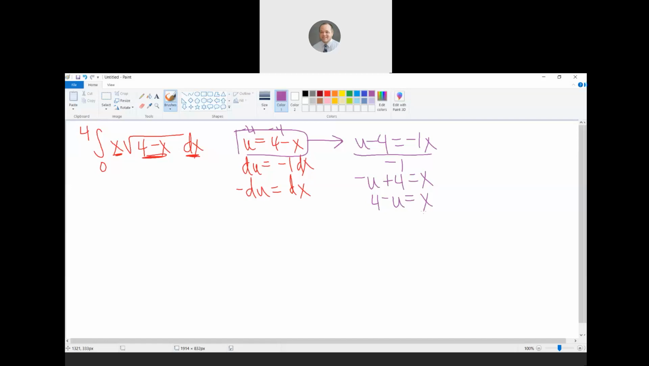I'm checking my substitutions for u. Okay, everything's fine. Now let's plug in everything, see what we come up with. We have a negative sign on the outside because our dx is negative du. Under the radical, 4 minus x is our u. And our x is 4 minus u.